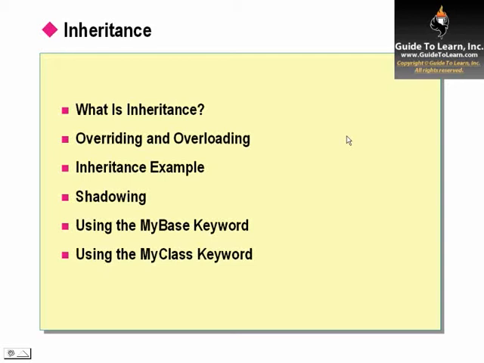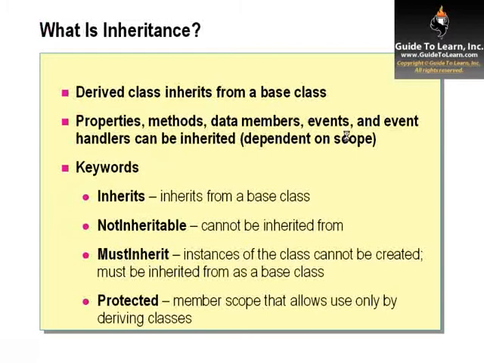In the second section of chapter 5, we are going to discuss inheritance. First, we have to understand what inheritance is and then how to do overriding and overloading. And I'm going to show you some of the examples. There's a concept called shadowing, and that means you're hiding a portion of the base class functionalities from the derived class. That is the way that we do encapsulation. We've got a couple of keywords. One is MyBase, the other one is MyClass, that I'm going to talk about.